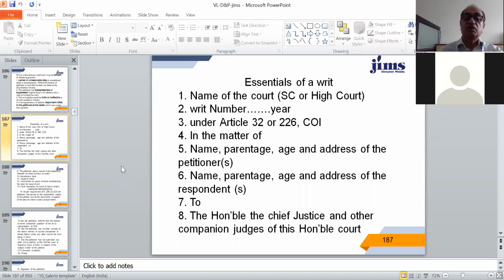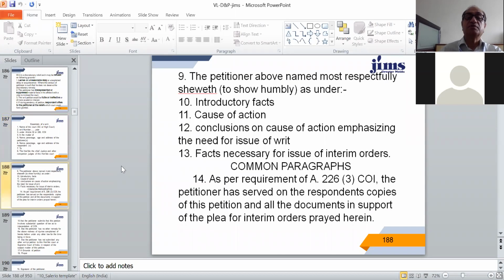So you have written to the Honorable the Chief Justice and other companion judges of this Honorable Court. Then, petitioner above named most respectfully sheweth as a man. Sheweth means to show humbly. Then you will write down all introductory facts on the basis of which you are going to file the writ. Then you will have to show the cause of action also.